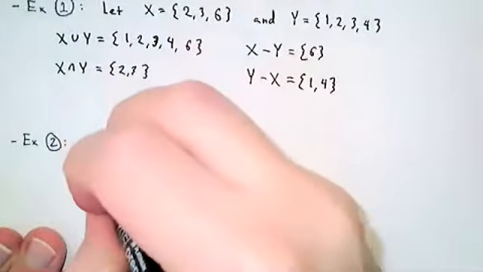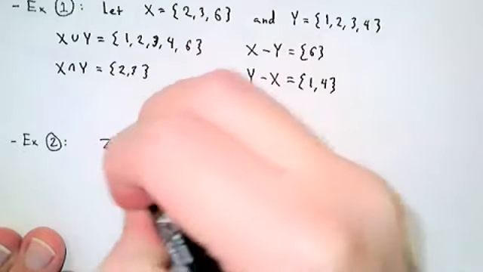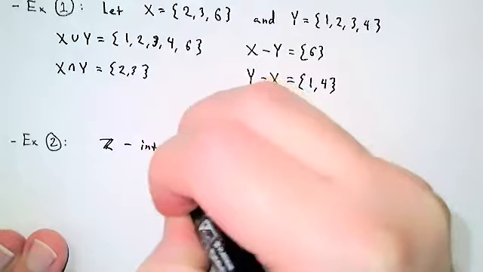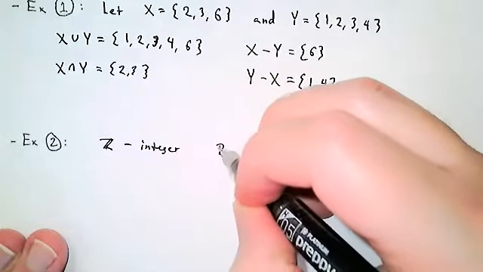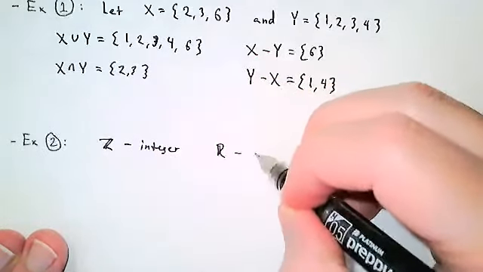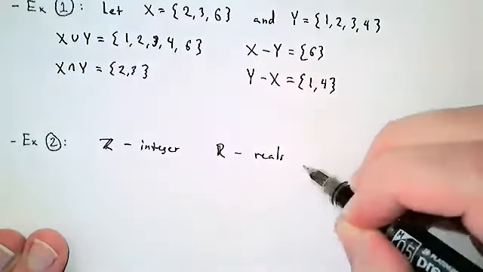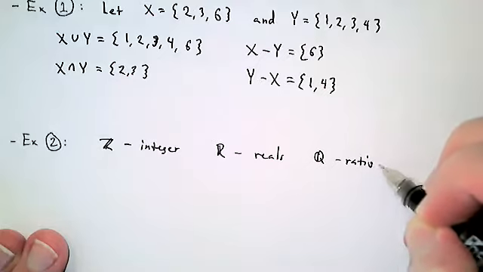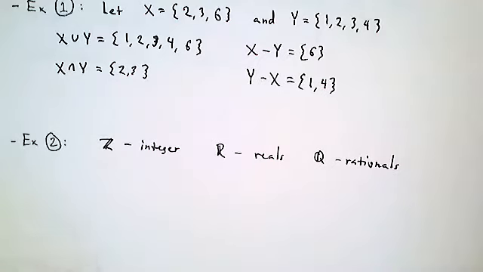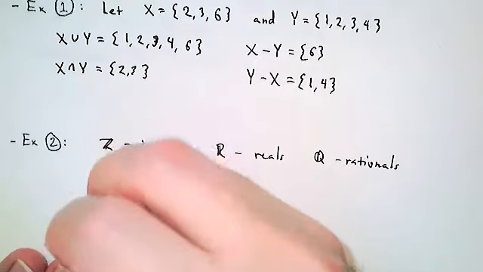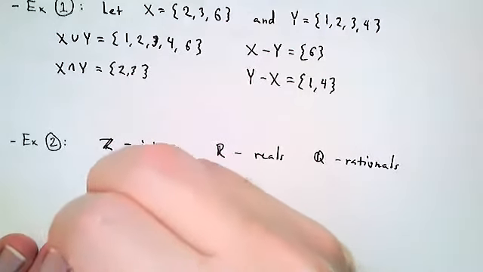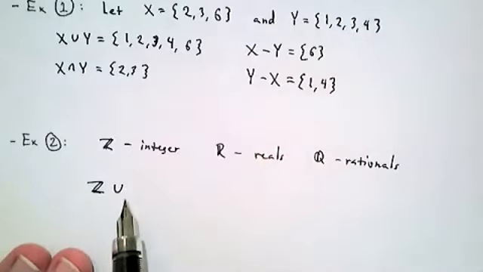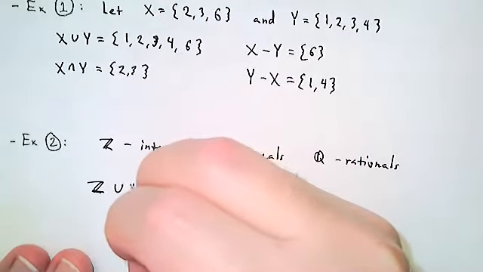How about the set of integers? And maybe the real numbers. Maybe we'll talk about the rationals as well. Okay, so the first question, what would happen if I took the integers and combined it through a union with the real numbers?